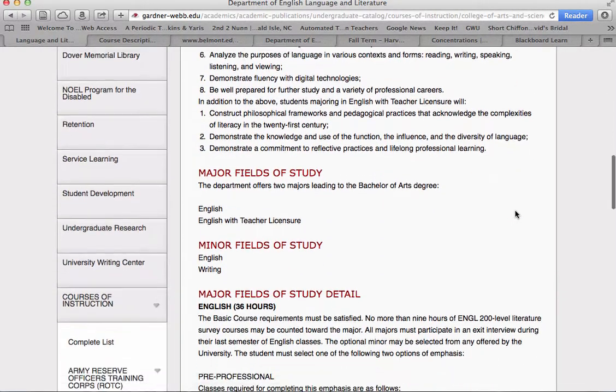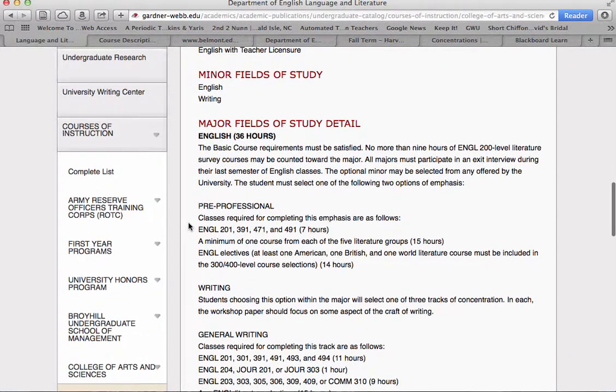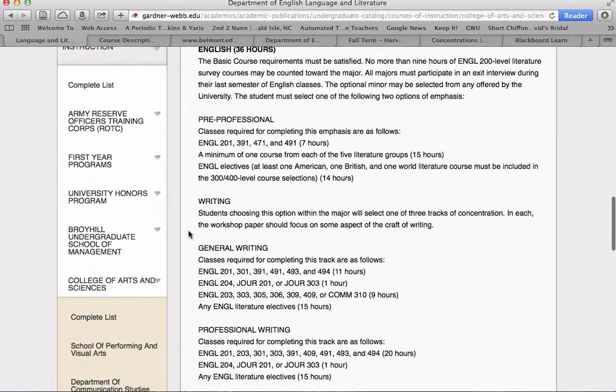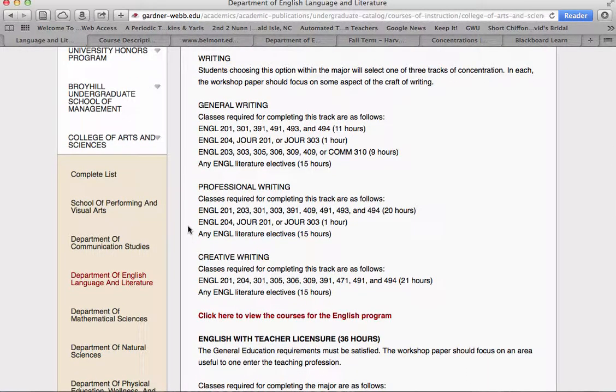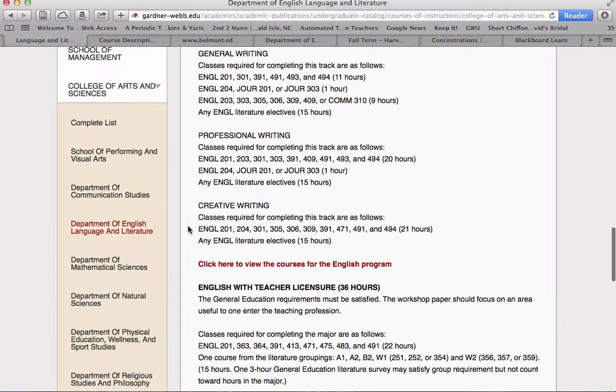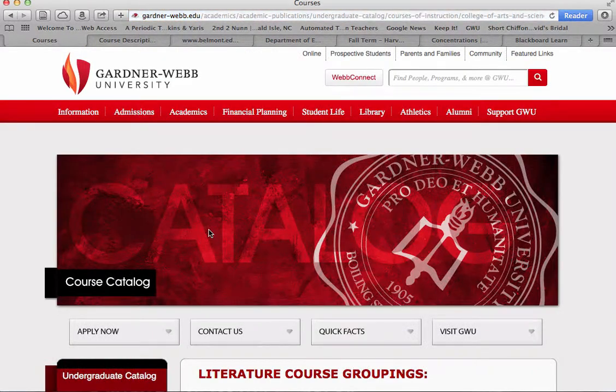Major fields of study, the language that is used, English with teacher licensure. And then we have more specific degrees of study and concentrations under English, such as pre-professional, a very vague and interesting term, writing, specifically general writing, professional writing, and creative writing. And then I'm going to click here and let you look at some of our courses.